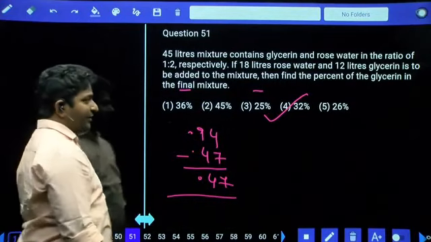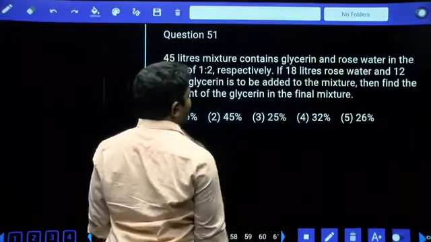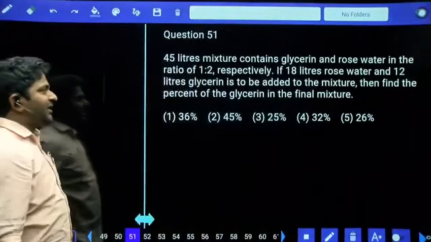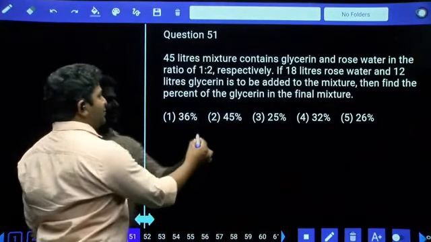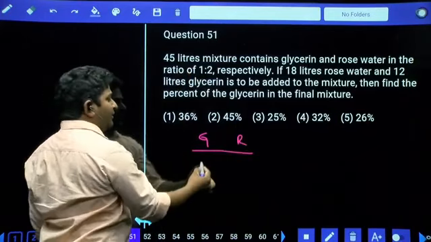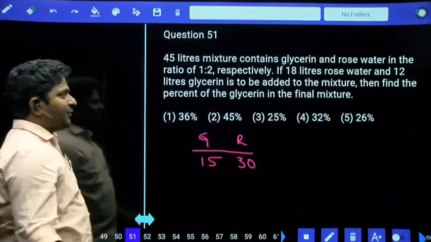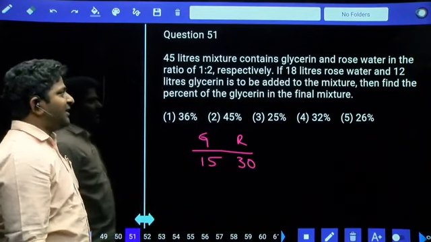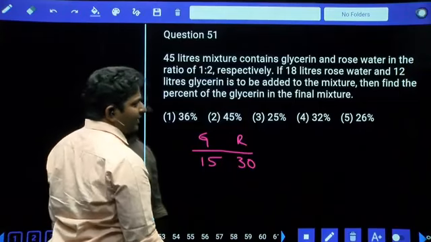Now 51 onwards, we have arithmetic questions. Let us try to solve arithmetic questions now. 45 liters of mixture contains glycerin and rose water in the ratio 1:2. So glycerin and rose water, 3 parts is equal to 45, 1 part is equal to 15, 2 parts is equal to 30. 18 liters of rose water and 12 liters of glycerin is to be added to the mixture. Then find the percentage of glycerin in the final mixture.